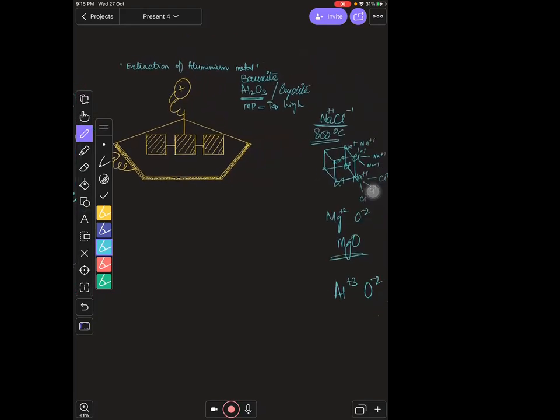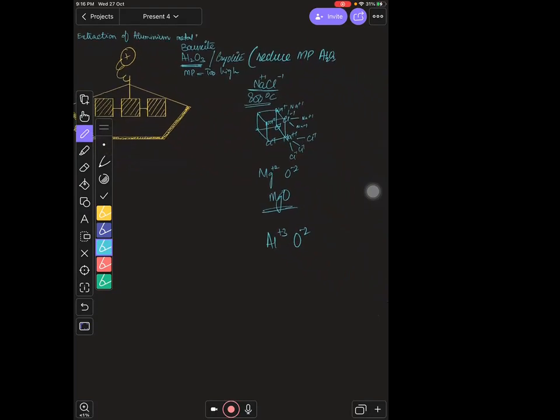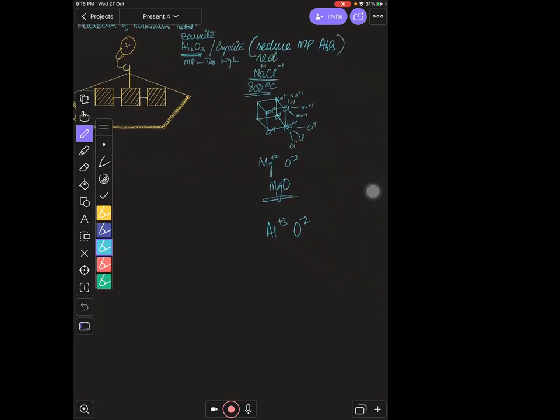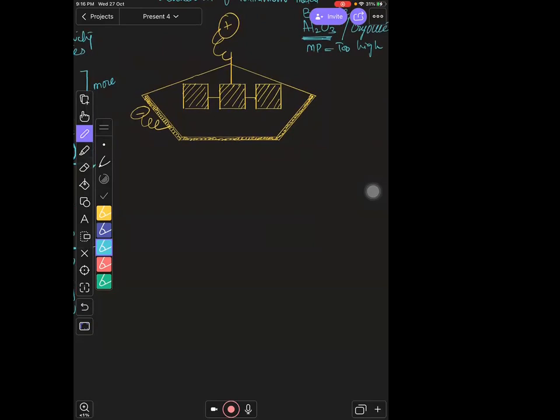We are using cryolite along with aluminum oxide over here because it reduces the melting point of Al2O3. Ultimately, it is reducing the cost as well. So you can see both purposes of this, right? We are using aluminum oxide in molten state, along with cryolite.